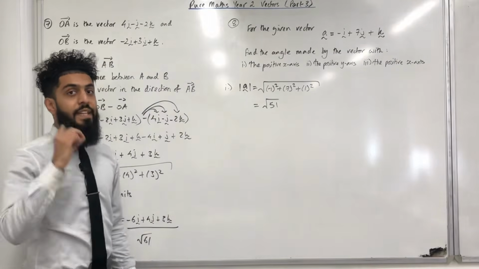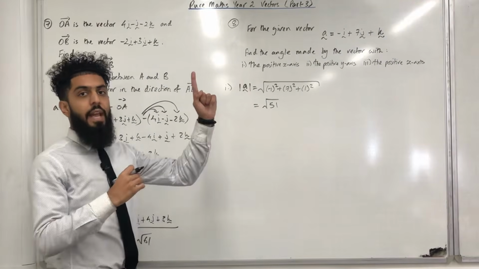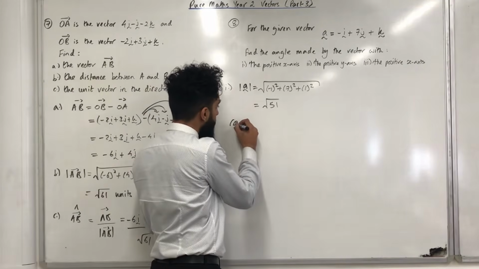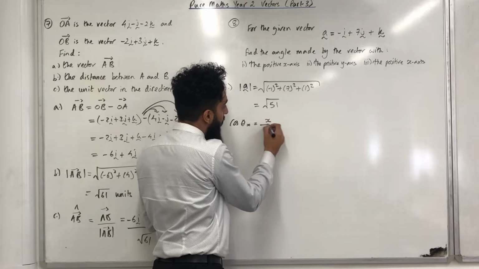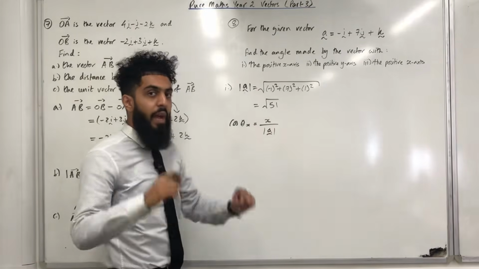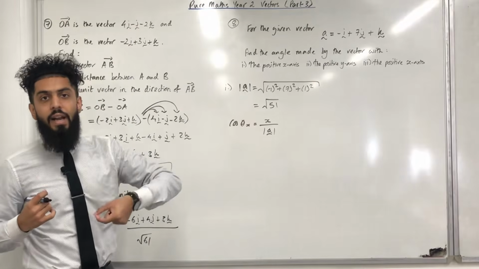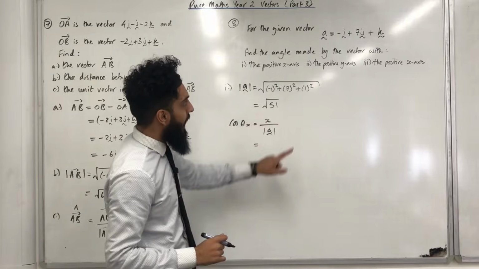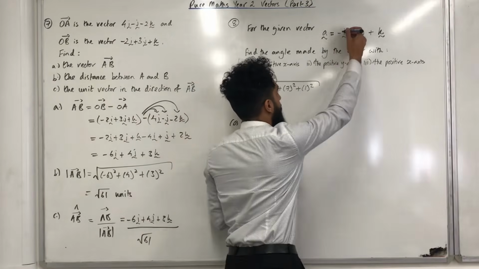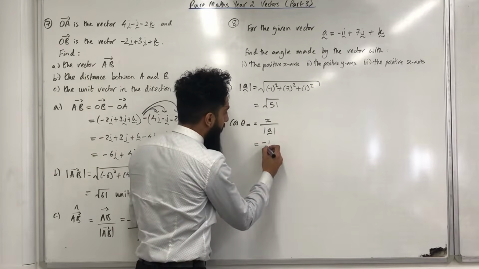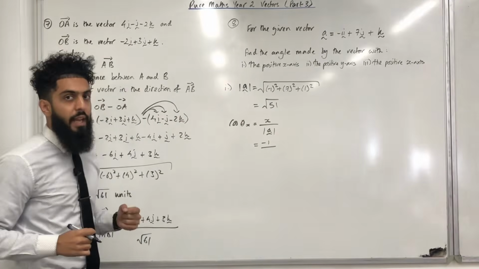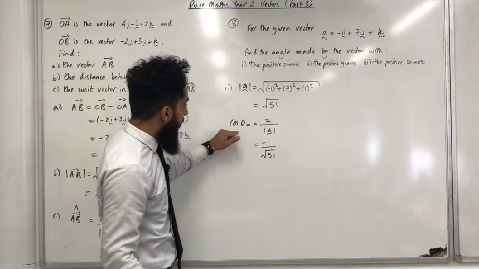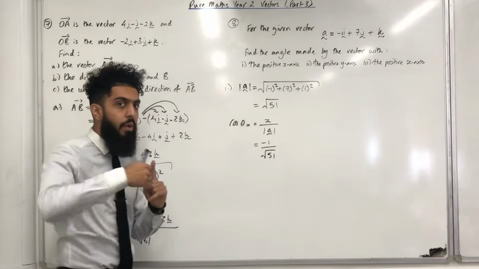Now I'm going to call theta x the angle between the vector A and the positive x-axis. First of all, I know that cos theta x is given by x over the magnitude of the vector A, where x is the coefficient of the vector i in the vector A. So what is the coefficient of the vector i in the vector A? It is minus 1. So I have minus 1 over the magnitude of the vector A. The magnitude of the vector A is square root 51. So I know that cos theta x is equal to minus 1 over square root 51.